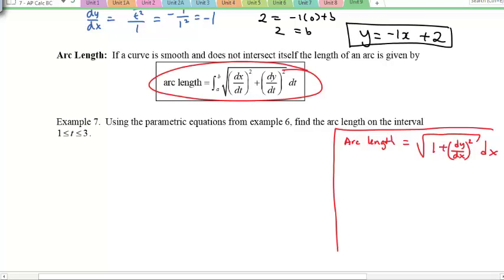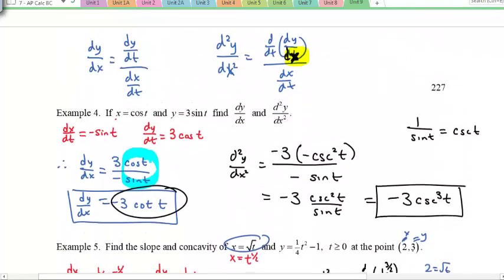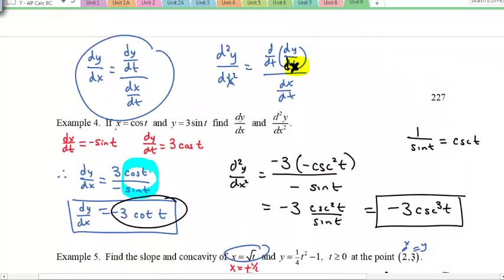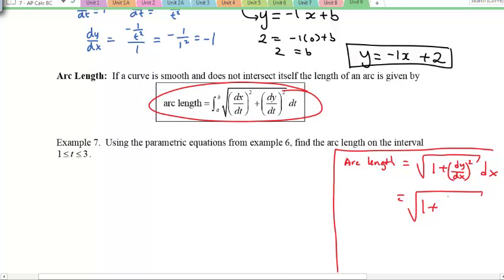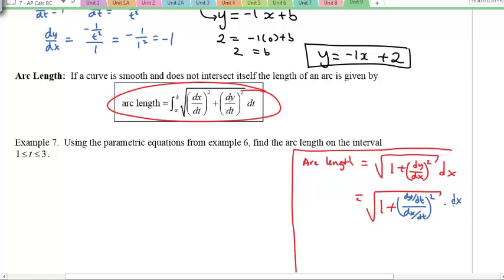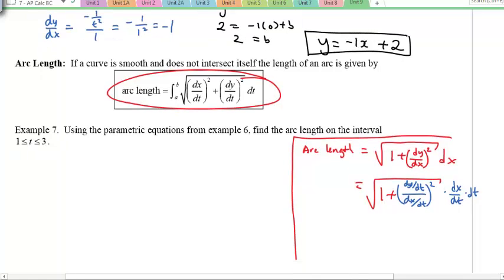Well, what's dy/dx in our situation here? Well, that's the same thing as the square root of 1 plus, and dy/dx, we told you earlier, was dy/dt over dx/dt, all squared. Just trying to save some room. Now I'm going to rewrite this dx also as dx/dt times dt. The dt's cancel and still dx. Okay, how do I simplify this now?